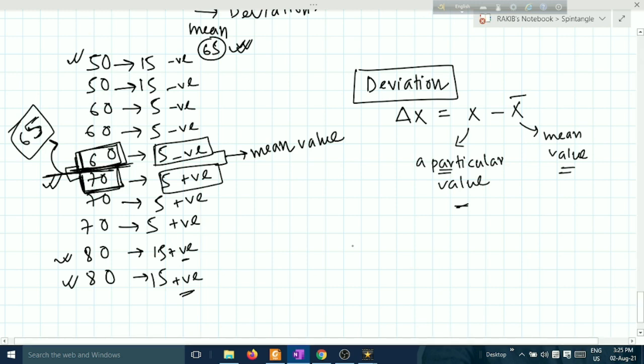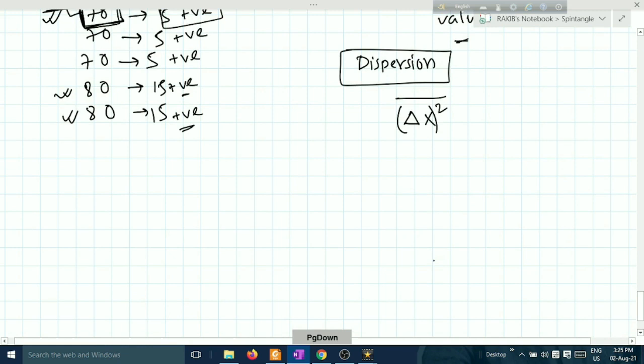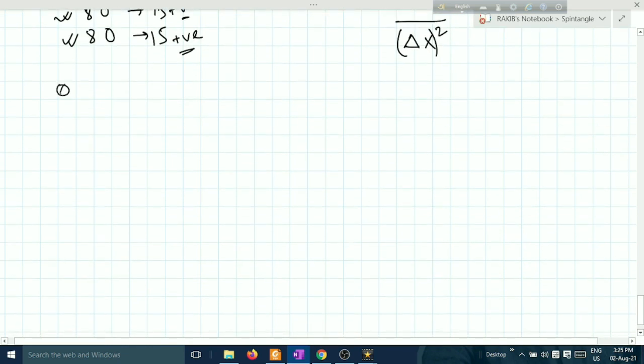What is dispersion? Dispersion is the mean squared value. First squaring, then taking the mean. This is called the dispersion. How to calculate dispersion? Let us see how to calculate dispersion. I am heading it dispersion.